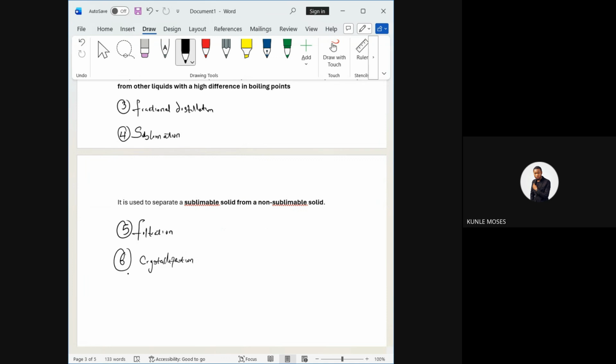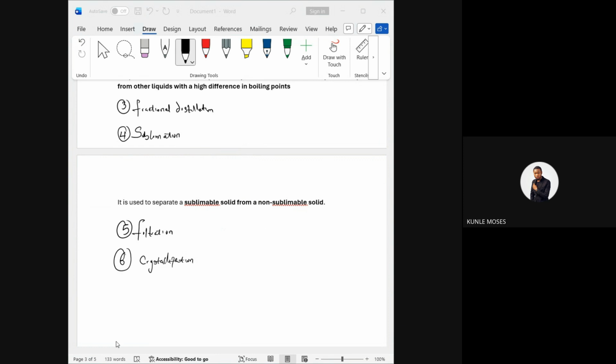Crystallization is a method that is used when we want to obtain a substance in a pure form. That is when we use crystallization, especially for something like sugar, for salt and all. So that is what we use crystallization for. Let me just give you the notes.